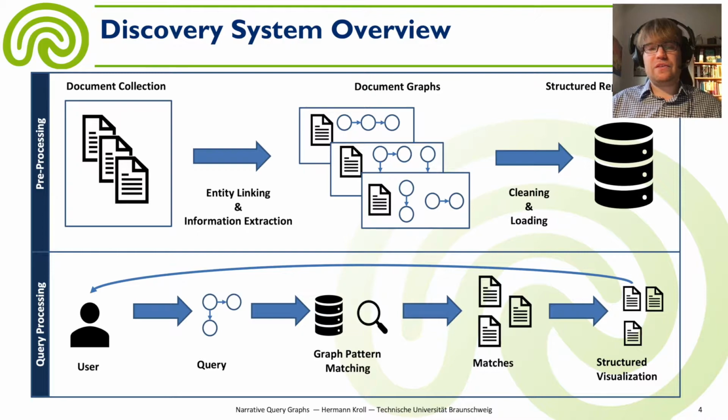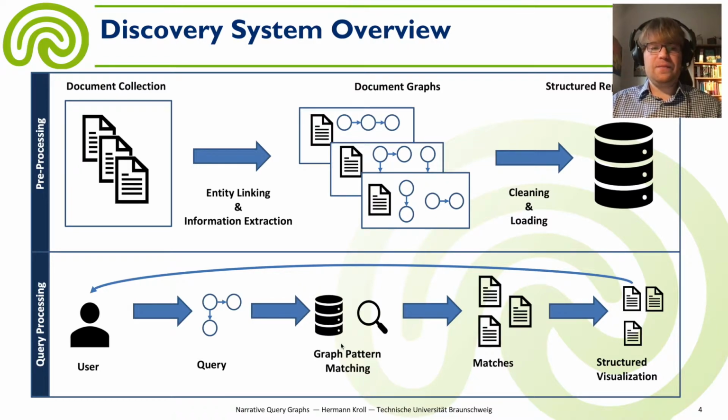Our narrative discovery system consists of two main phases. So we have the pre-processing step, which takes a document collection and transforms each document via entity linking and information extraction into a document graph. So instead of representing a document with a text, we represent a document with a graph where the nodes are the entities and the relationships are their interactions. Then we clean the data and put everything together into one structured knowledge repository for querying purposes.